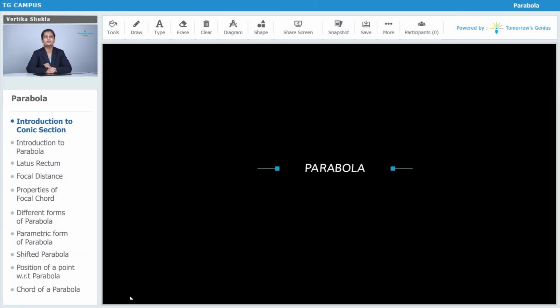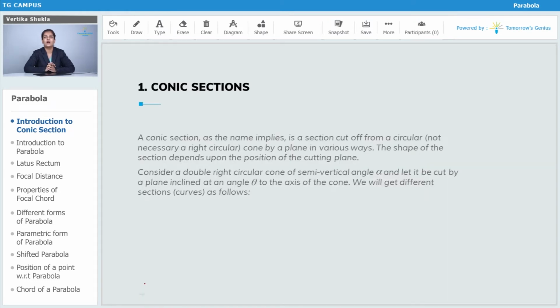So starting with the basics of a conic section, first we will try to understand what a conic section is. A conic section, as the name implies, is a section cut off from a circular, not necessarily a right circular cone, by a plane in various ways. The shape of the section depends upon the position of the cutting plane. So the two things that are provided over here are a right circular cone or basically a cone, and a cutting plane. The cone that they are saying is not necessarily a right circular cone.